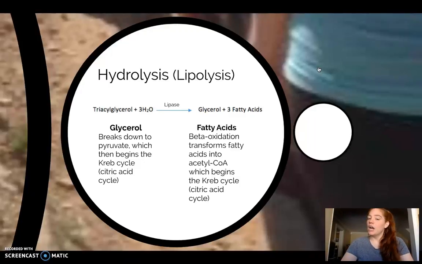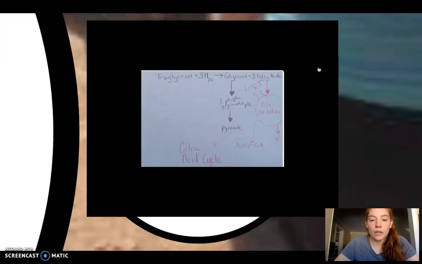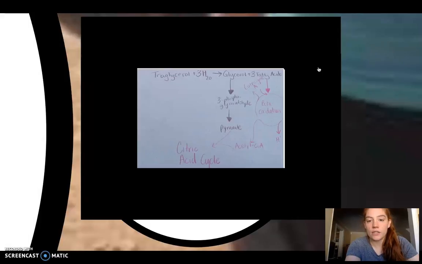The fatty acids are going to go through something called beta oxidation, which transforms the fatty acids into acetyl-CoA, which begins the Krebs cycle. And if you remember that as well, it takes us right back to where we were with the glucose. And here's a picture you can see. So it's transforming to glycerol and 3 fatty acids. The glycerol goes to 3-phosphoglyceraldehyde, which is going to go to pyruvate and the citric acid. Fatty acids, beta oxidation, straight to the citric acid cycle.